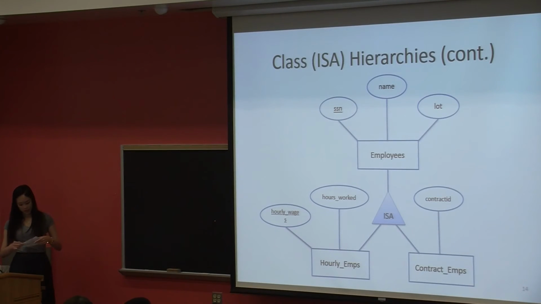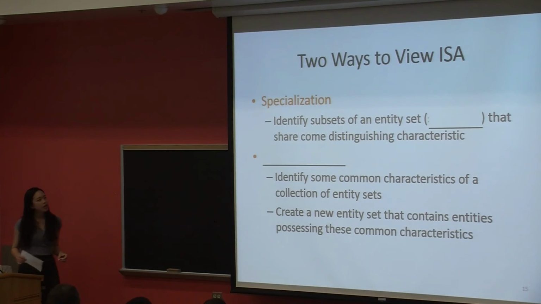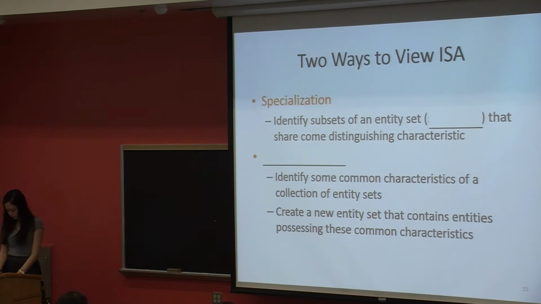Okay, so there are two different ways that we can view this concept. We can either go from top to bottom or from bottom up. If we look from top to bottom, we identify subsets of an entity set that share common distinguishing characteristics. That would be specialization, right? We go from employee to hourly employee or contract employee. The entity set we specialize from we call the superclass. I guess all of you must have the knowledge for that. So that's specialization.